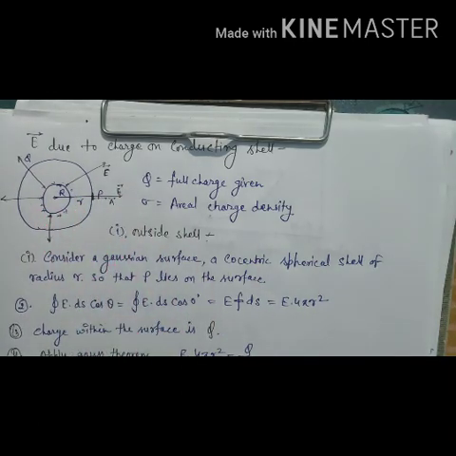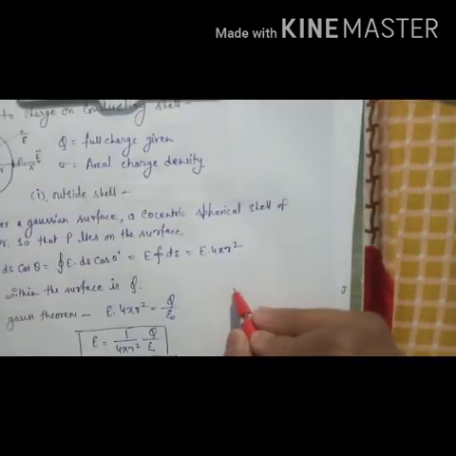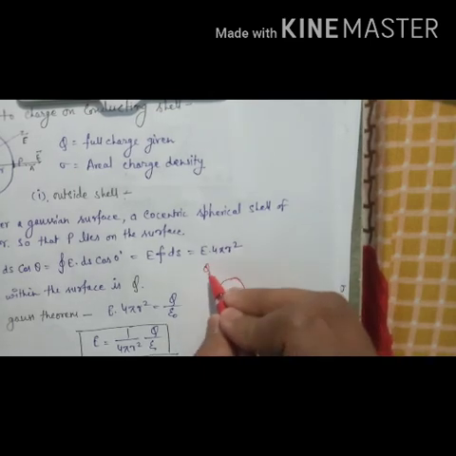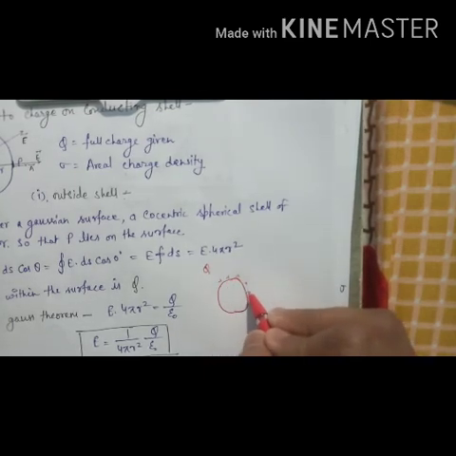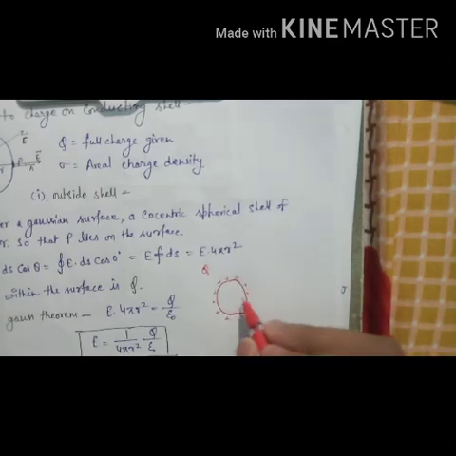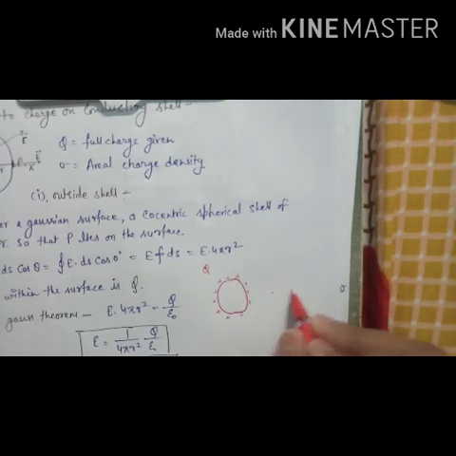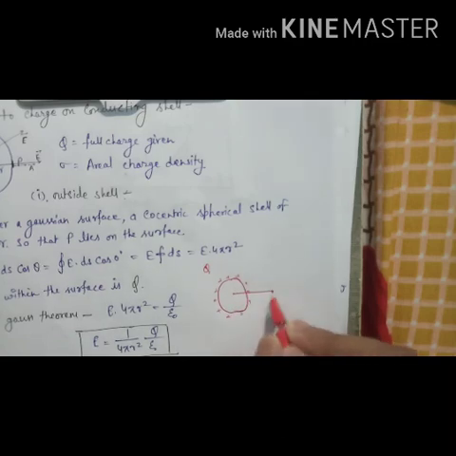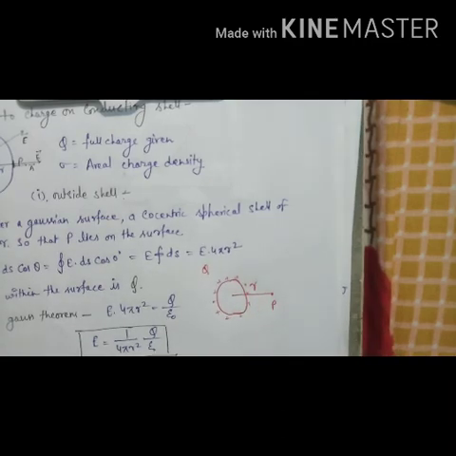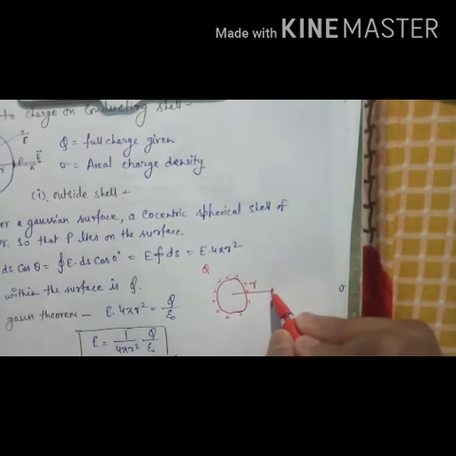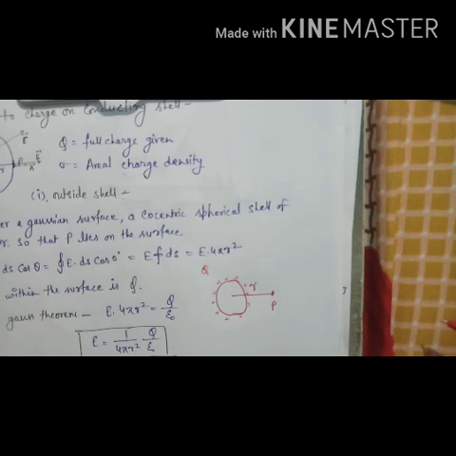Let us suppose we have a conducting sphere, and we give a charge Q, then it is distributed homogeneously on the surface. We find out the electric field outside the shell at point P, which is at distance r from the center. So we find out the electric field intensity at this point. How can we find it? First, we imagine a Gaussian surface.